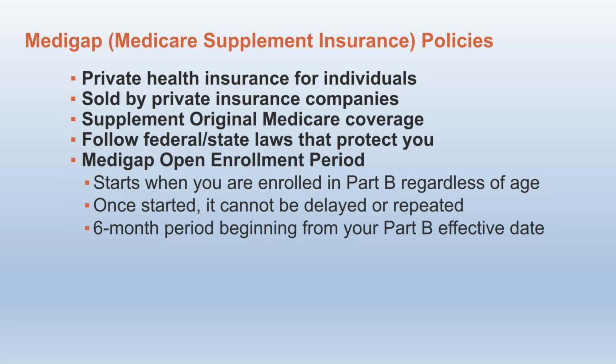Your Medigap open enrollment period starts when you are both 65 and signed up for Part B. Once it has started, it can't be delayed or repeated. During your Medigap open enrollment period, an insurance company can't use medical underwriting, refuse to sell you any Medigap policy it offers, charge you more for a Medigap policy than they charge someone with no health problems, or make you wait for coverage to start, except in certain circumstances. You can also buy a Medigap policy at any time a company will sell you one. If you buy a Medigap policy outside of your open enrollment period, you would be subject to medical underwriting.